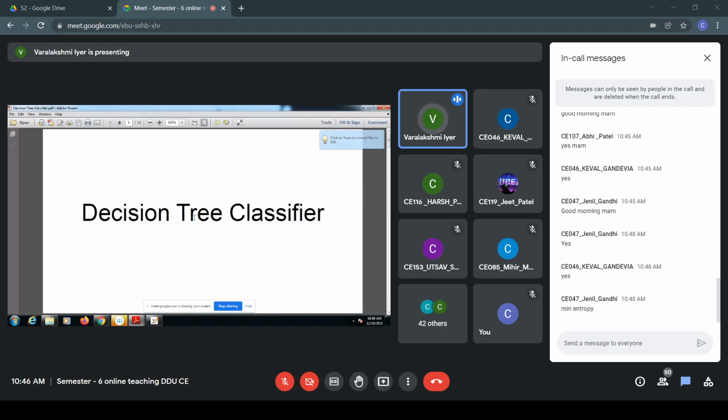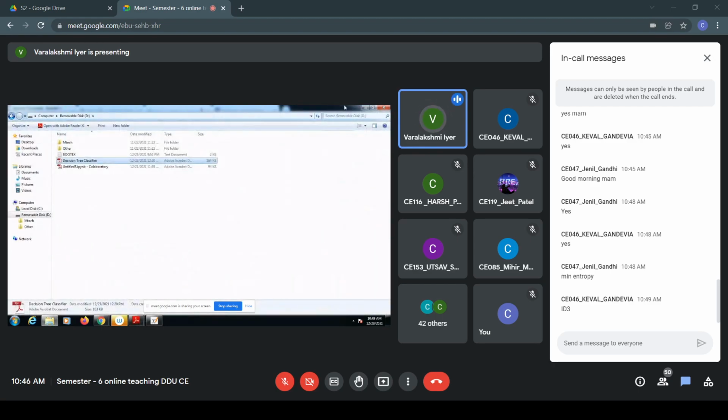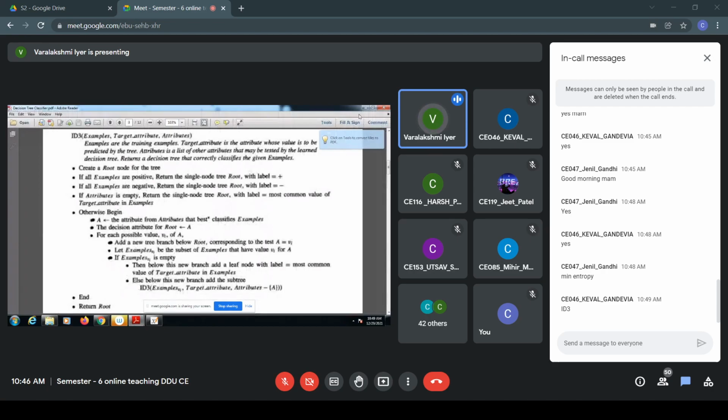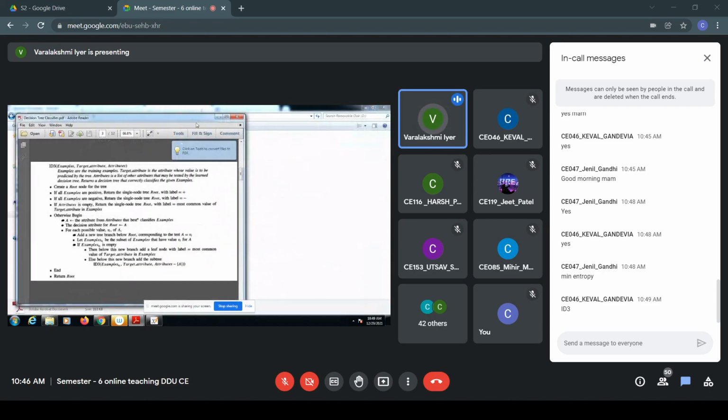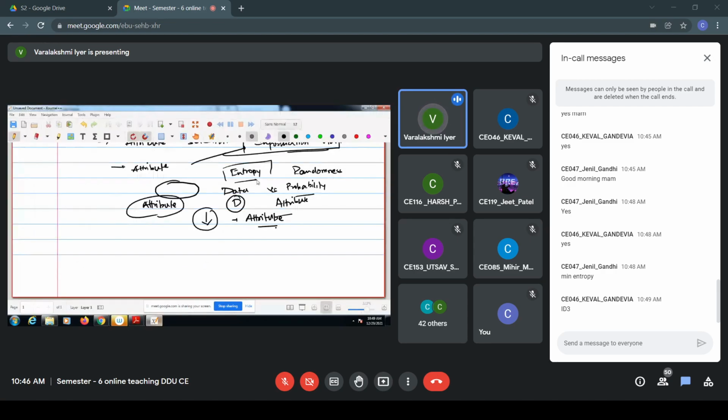So the first algorithm that we were discussing was the ID3 algorithm for decision tree classifier. This was our algorithm, and we were trying to trace through this algorithm in the previous lecture. So let us go through that again, just because some of you were facing difficulty in understanding.